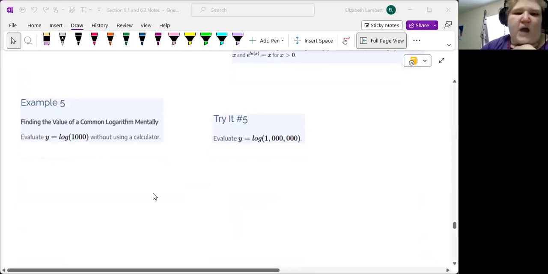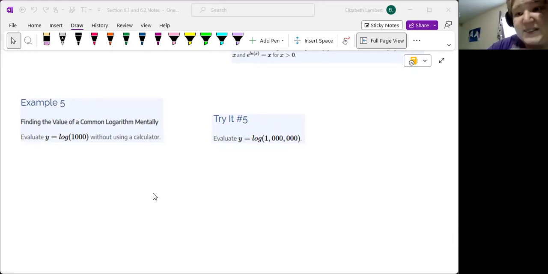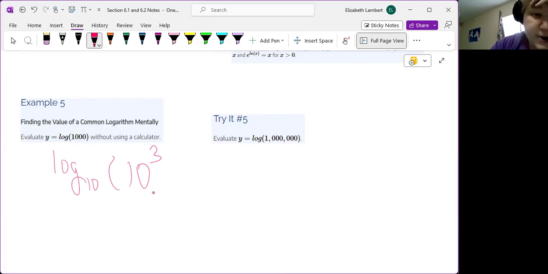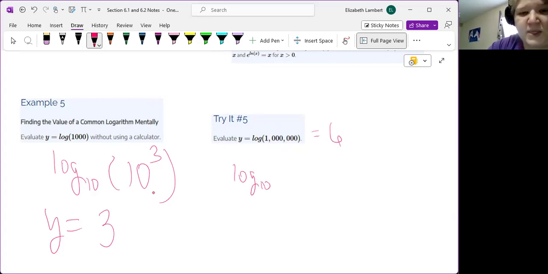So find the value of a common log mentally. They're log base 10s, so this is asking us to figure out what these numbers are, 10 to what power. So 1,000 has 3 zeros, so it is 10 to the third. So we get 3. How many 10s do you have to multiply? 3. Over here, we have 1,000,000. 1, 2, 3, 4, 5, 6. Yes, it equals 6. Because it is log base 10 of 10 to the 6th power.